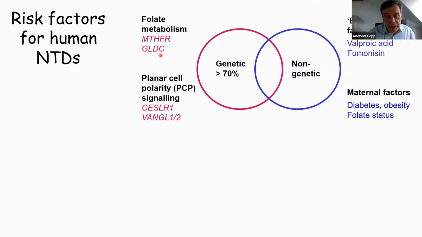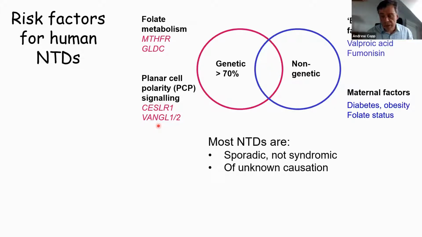GLDC, glycine decarboxylase, is a mitochondrial folate enzyme, and that has a much stronger association with both mouse and human neurotube defects. There are some other folate metabolic enzyme genes as well. And then the second big group are the planar cell polarity signaling pathway genes, entirely coming from animal research. So CELSR1, VANGL1 and 2, and a number of others have been associated with human neurotube defects and also can cause the defects in animals.